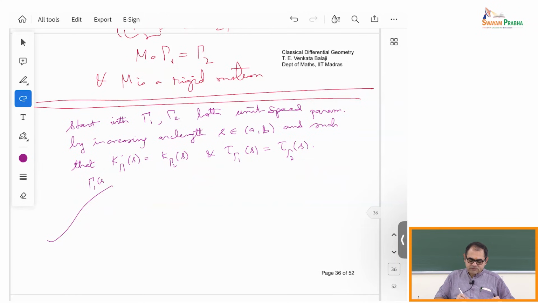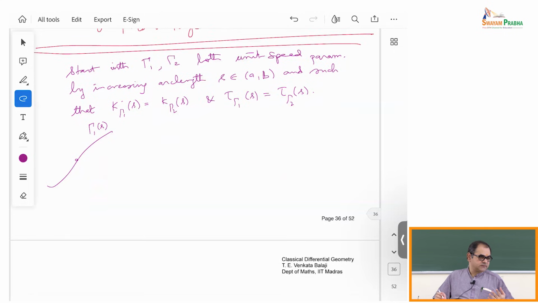So what you do is you have this, gamma 1 of S, and you fix a point. But before that, what I want you to first notice is that the curvature and the torsion are the two terms that occur in the Frenet-Serret differential equation. So the fact that the curvatures and the torsions are the same means that the Frenet-Serret frame of gamma 1 and the Frenet-Serret frame of gamma 2 satisfy the same differential equation.